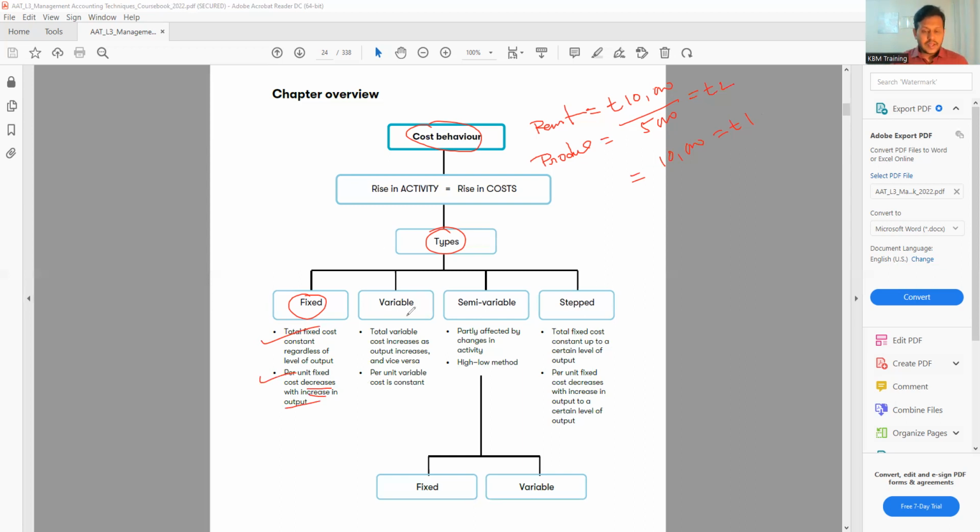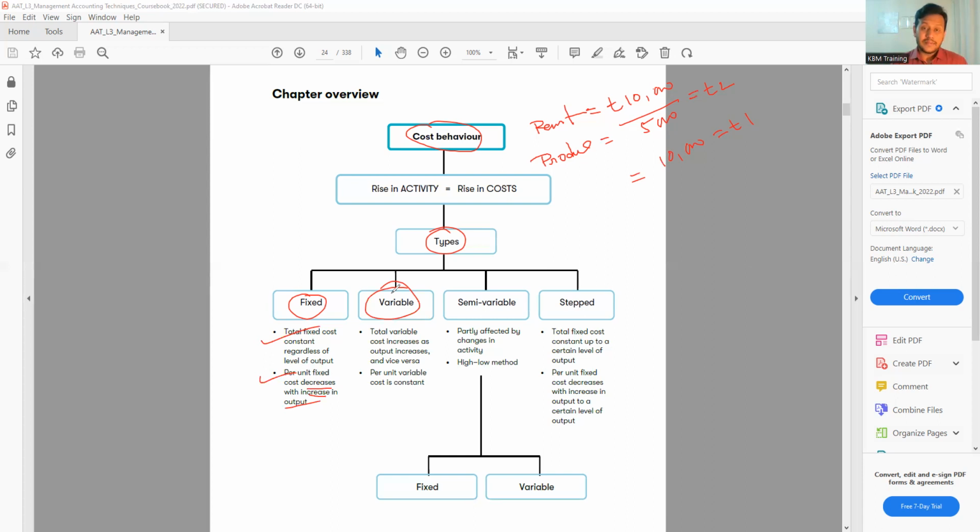The next one is variable cost. Remember that variable cost remains constant per unit. If I make 1 unit, my cost is, for example, £1. If I make 2 units, my cost is £2. If I make 5 units, my cost is £5. If I make 10 units, the cost is £10. And if I don't make any unit, my cost is 0. So variable cost varies with activity level. If I make more units, my cost will be more. If I don't make any unit, then my cost will be 0.